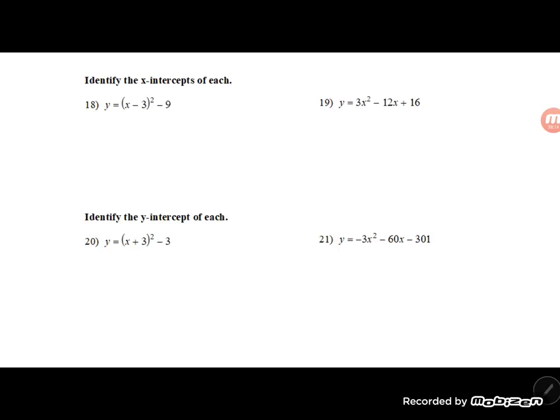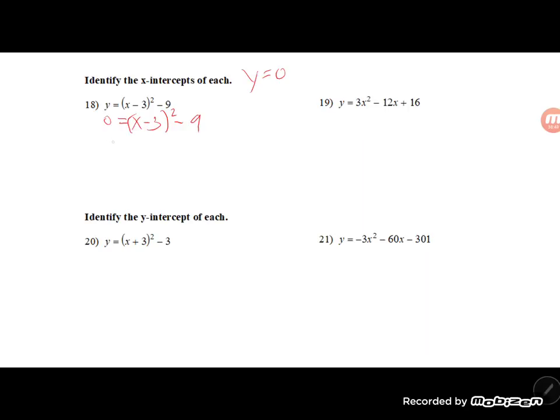Alright, identify the x-intercepts of each. So x-intercepts, remember, y is always going to be equal to 0. So we'll need to set these equal to 0, and then we can go ahead and solve them. Okay, now this one is in vertex form, and you can follow your intuition on this one and just start solving for x, because as soon as you get rid of all those operations around it, you'll have x isolated, you'll know what x is equal to.